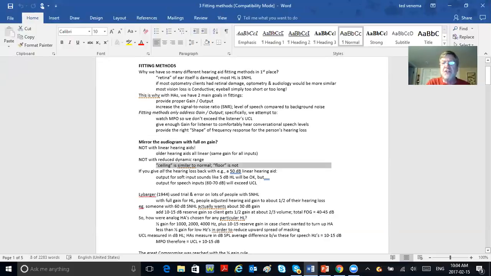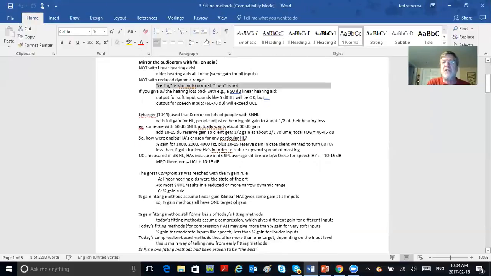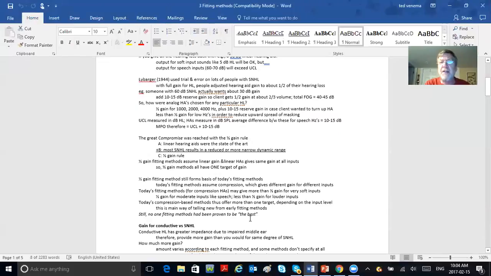Liebarger used lots of trial and error with people with sensorineural loss. With full gain for hearing loss, he found, now check this out, 50 dB loss, he would fit the person with a 50 dB gain linear hearing aid. And then he'd stand a Texas yard away in front of the guy, and he would speak in a normal voice. Now I want you all to turn the volume control until my voice sounds comfortable in loudness.